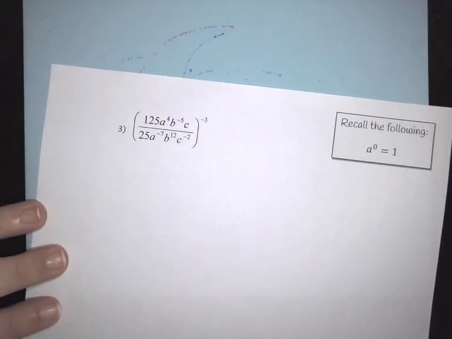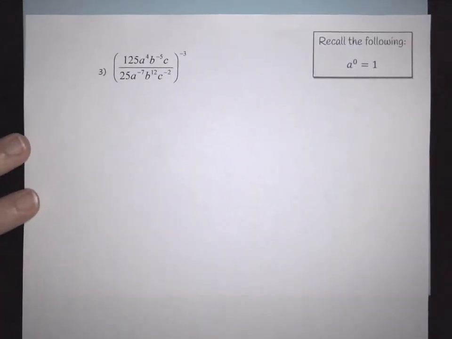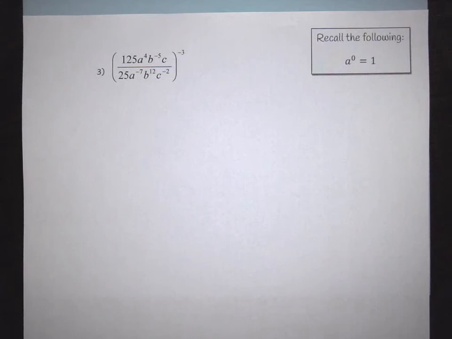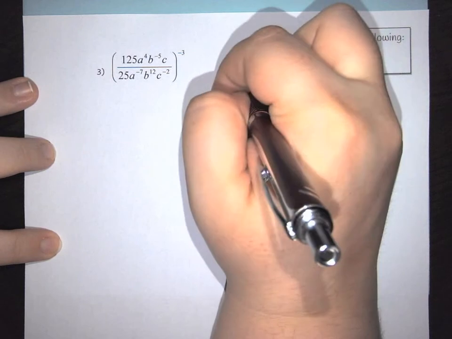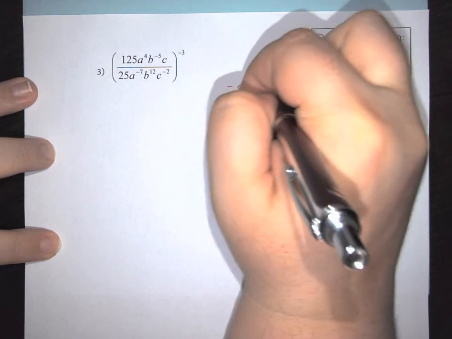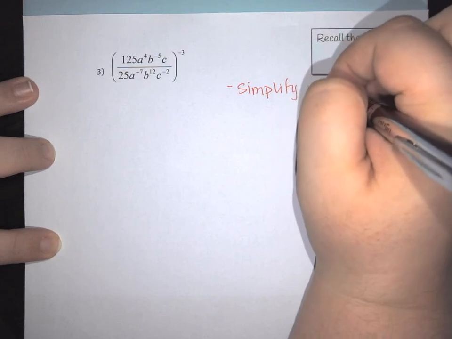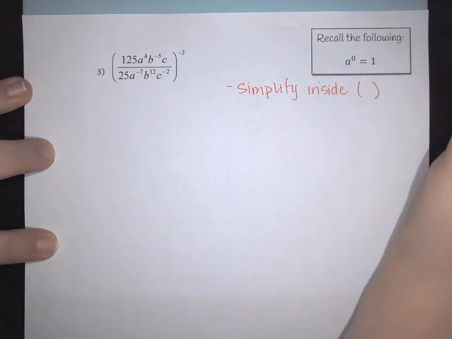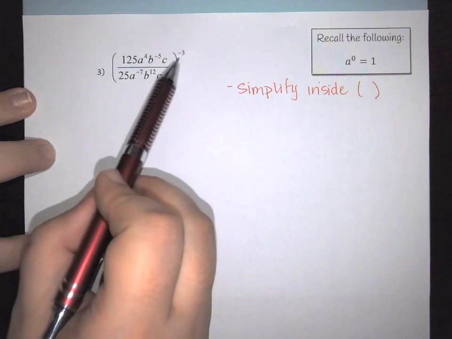Alright, let's go ahead and make things a little bit more complicated, and all it means is that we're going to have a few extra steps. So in this case, we have to treat this problem kind of like we do an onion. So we're going to work from the inside out. The first thing you're going to do is simplify inside the parentheses. Okay? So if we look inside the parentheses, it means we're going to ignore this negative 3.